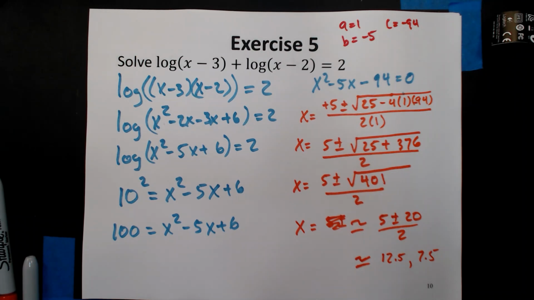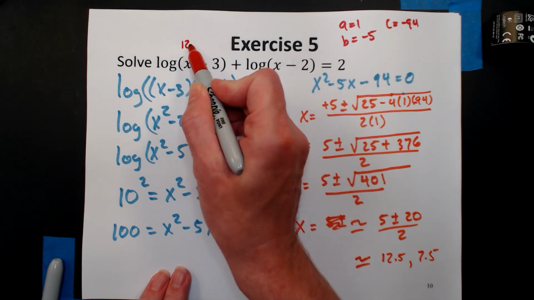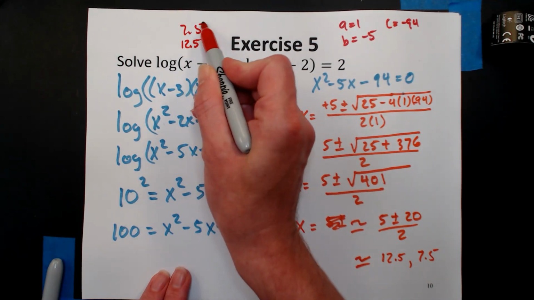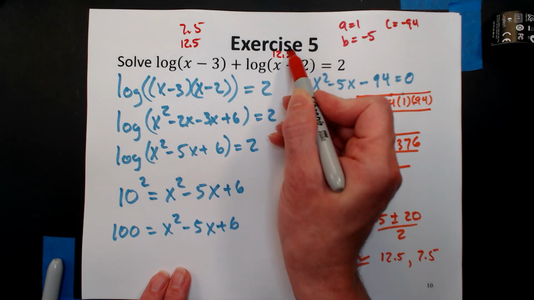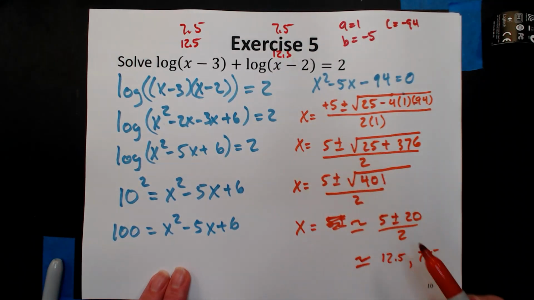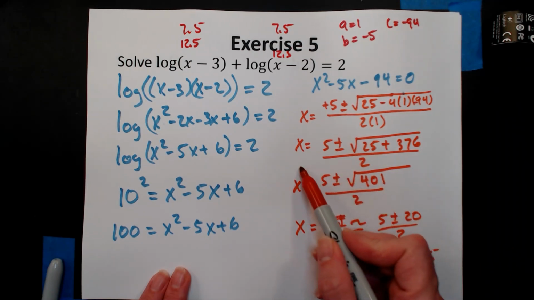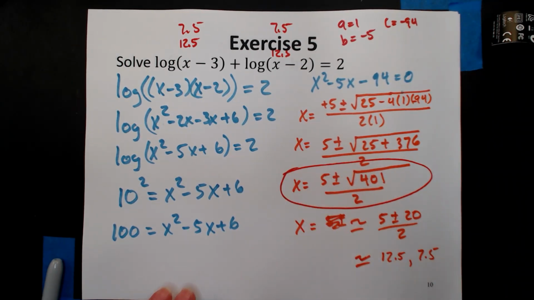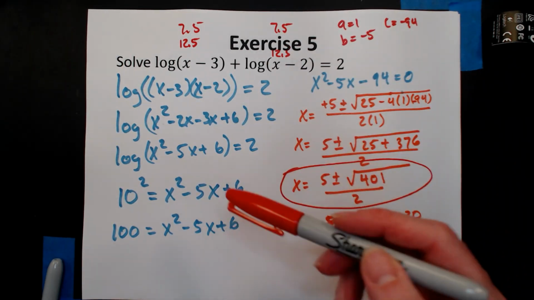Alright, so these are my approximate answers. They're not the exact answers, but I can see if I plug either one of these in here, like if I said 12.5 or 7.5, and here, these will both give me positive values back out, so both of these answers will work. I can check them both out, and you can plug them in, you're going to see that they do work.